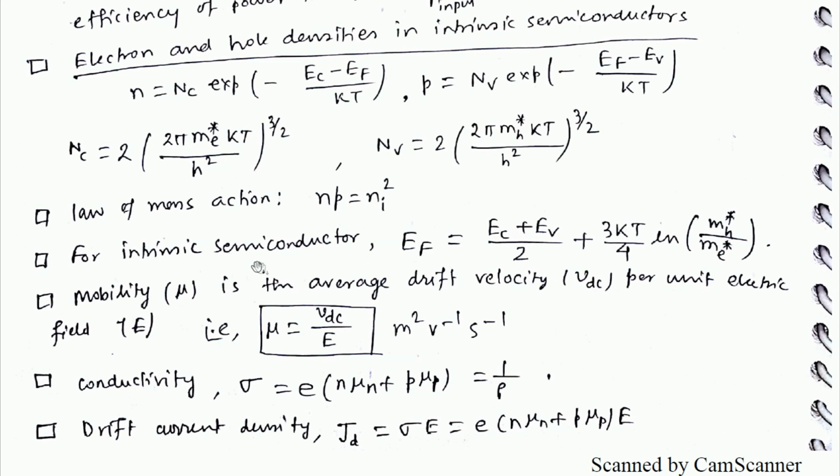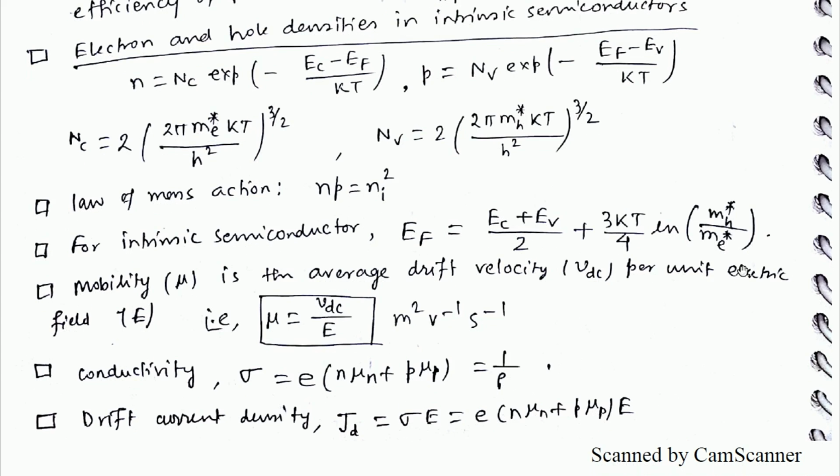For intrinsic semiconductor, Ef equals (Ec plus Ev) by 2 plus 3kT by 4 ln (mh star by me star). This formula is frequently used to solve problems.